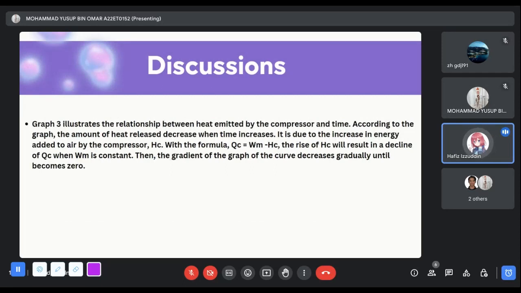Graph 3 illustrates the relationship between heat emitted by the compressor and time. According to the graph, the amount of heat released decreases when time increases. It is due to the increase in energy added to the air by the compressor, Hc. With the formula Qc = Wm minus Hc, the rise of Hc will result in a decline of Qc when Wm is constant. Then the gradient of the curve decreases gradually until it becomes zero.